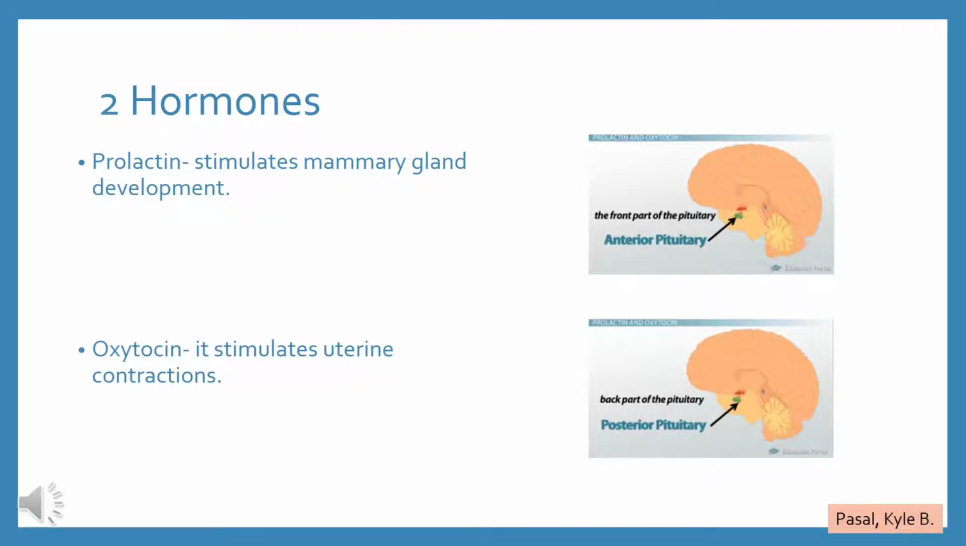Secretion of oxytocin increases towards the end of pregnancy when it stimulates uterine contractions during labor, and after pregnancy, when it stimulates milk let down from the mammary glands to the nipple.